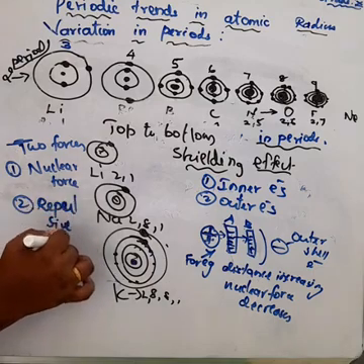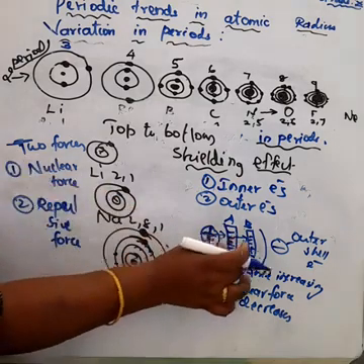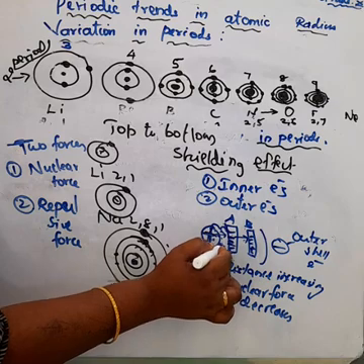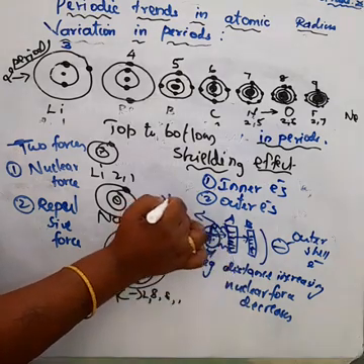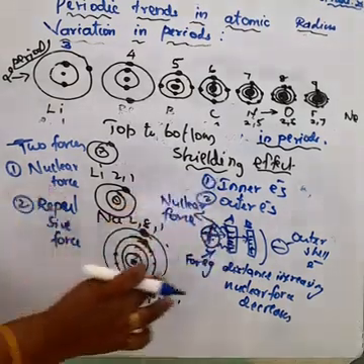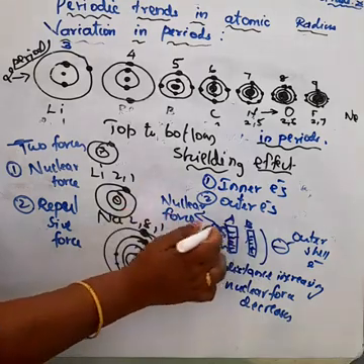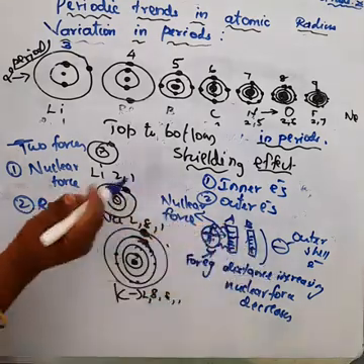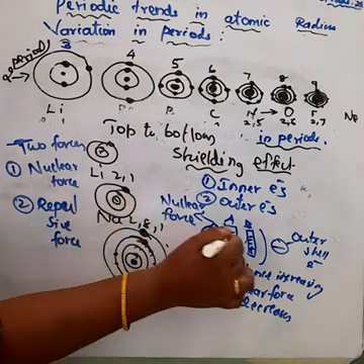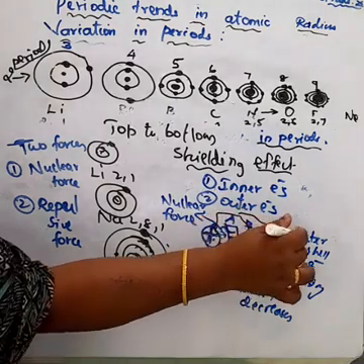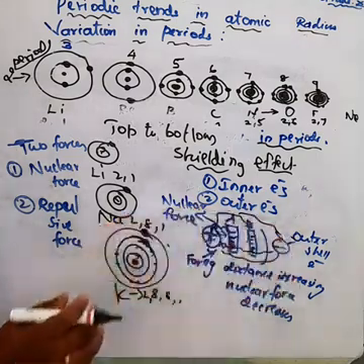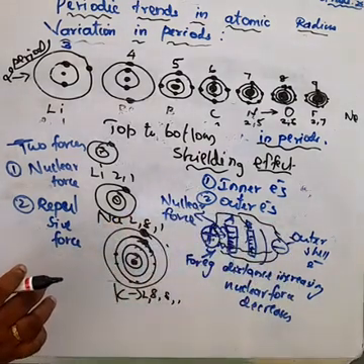The nucleus always attracts the electrons, and that is called the nuclear force. The nucleus has the positive charge from the protons, and opposite charges always attract each other. The electron has the negative charge, so the nucleus always attracts the electrons. That is called the nuclear force. The nucleus also attracts the outer shell. This is the outer shell, and these are the outer shell electrons. But the nucleus also attracts the outer shell.